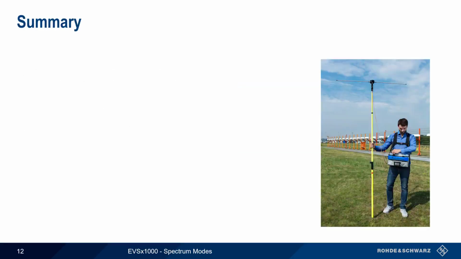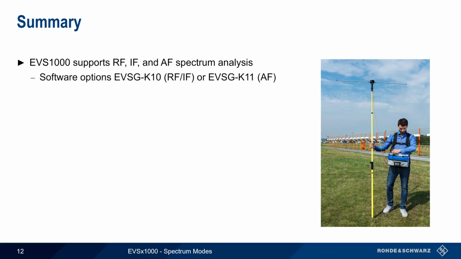So in summary, EVS1000 series analyzers support RF, IF, and AF spectrum analysis. RF and IF analysis require software option K10, and AF analysis requires option K11. Some of the primary applications of spectrum analysis are analyzing and measuring noise, interference, harmonics, etc.